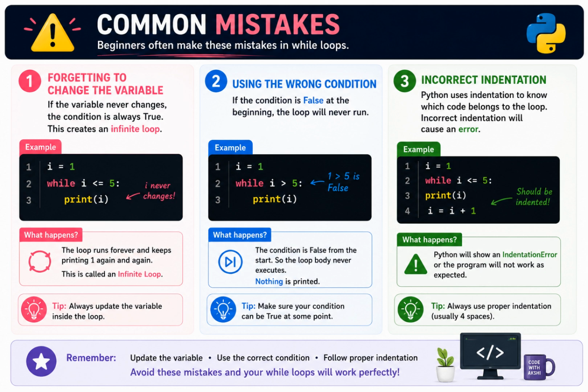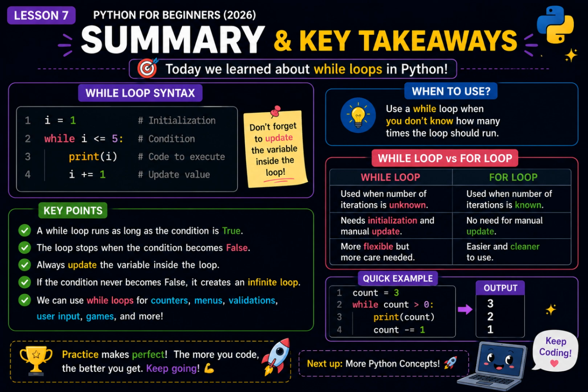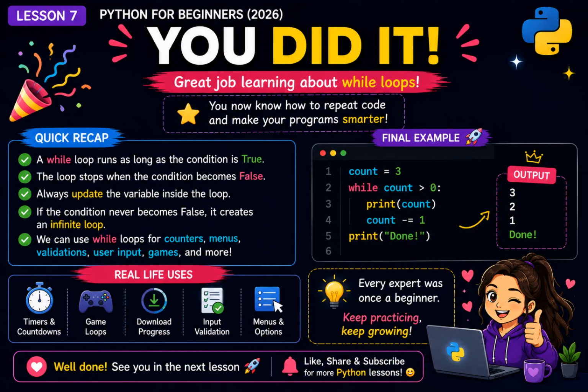So now let's quickly revise today's lesson. Today we learned what a while loop is, when to use a while loop, the syntax of a while loop, a practical example, how the loop works, and some common mistakes we need to avoid. Now you know how to use a Python while loop confidently. Congratulations, you have successfully completed lesson 7.